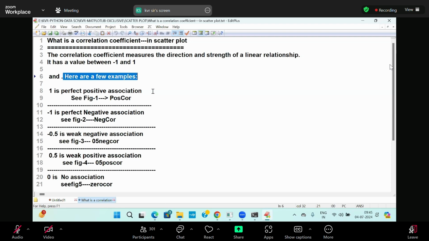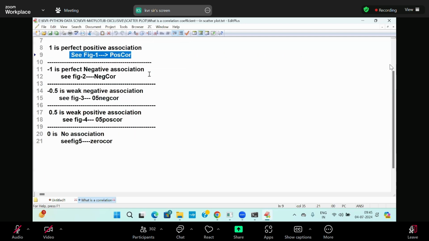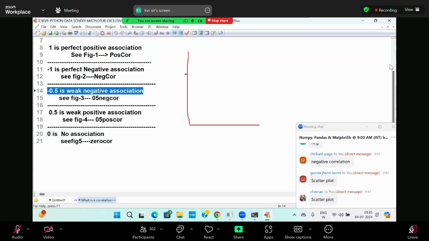And here are also a few examples. One is a perfect positive association. That means positive correlation. Already you see the diagram. Next, minus 1 is a perfect negative association. Falling down. Negative correlation. Minus 0.5 is a negative association. What is the 0.5? This is my diagram. This is halfway. Completely negative means it is falling down like this.